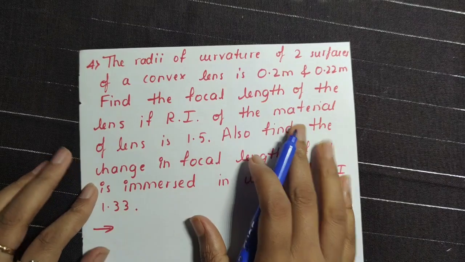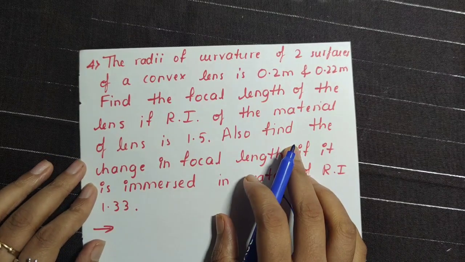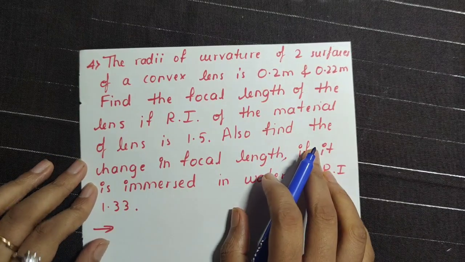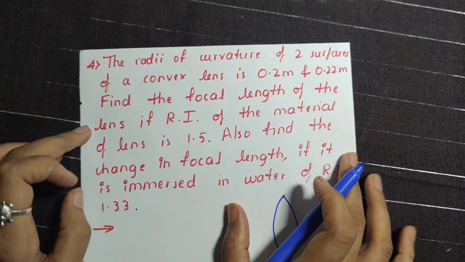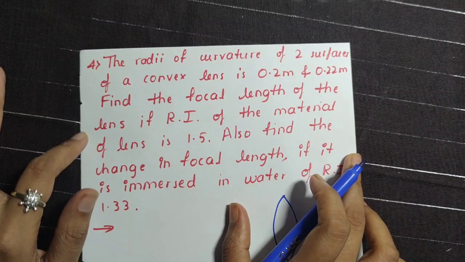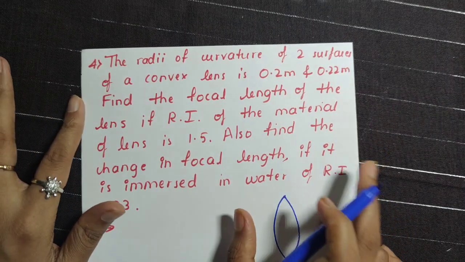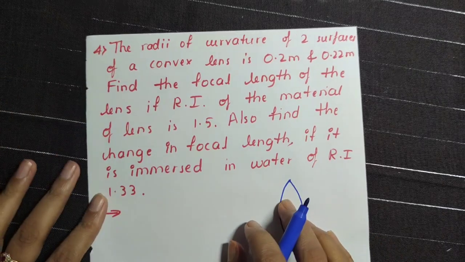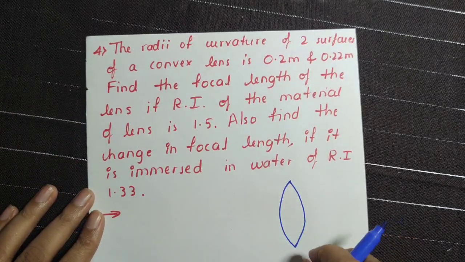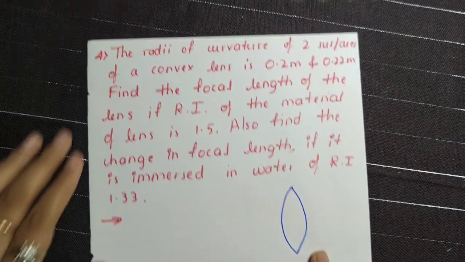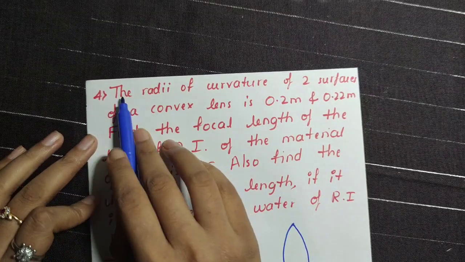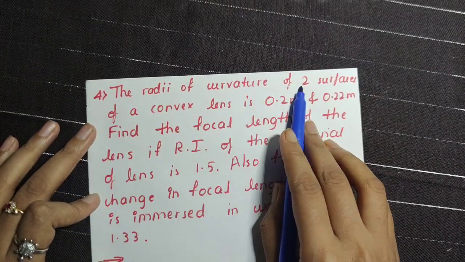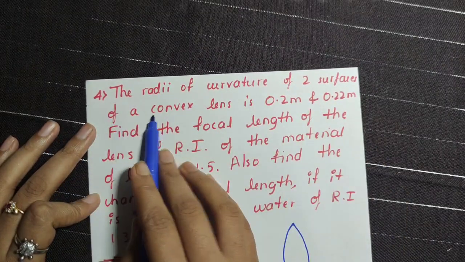Dear students, in this video we are going to solve a very interesting question based on the lens maker's formula. This problem helps us understand how the focal length of a convex lens changes when it is placed in air and water.